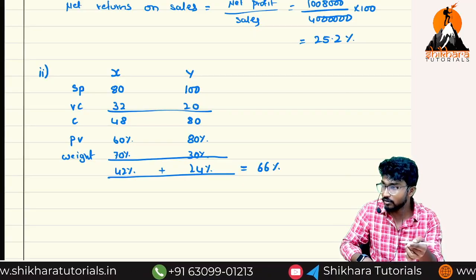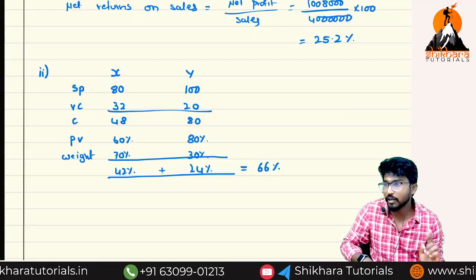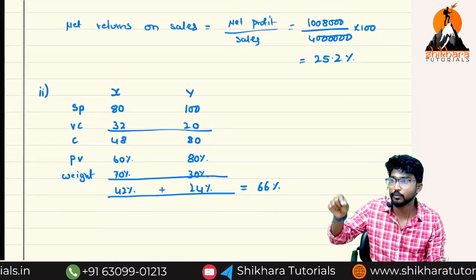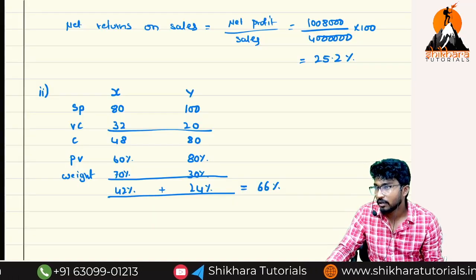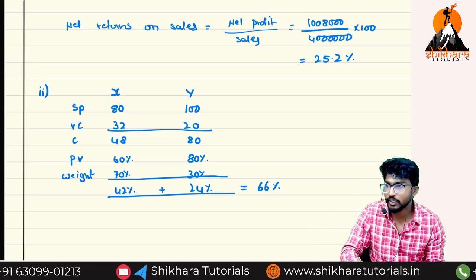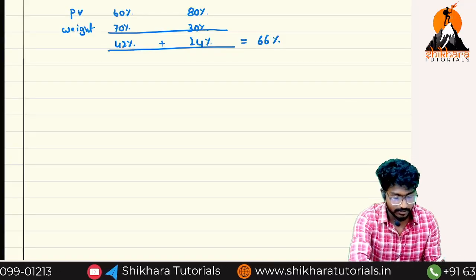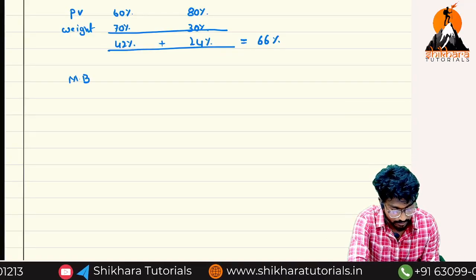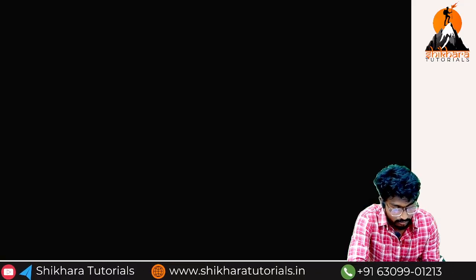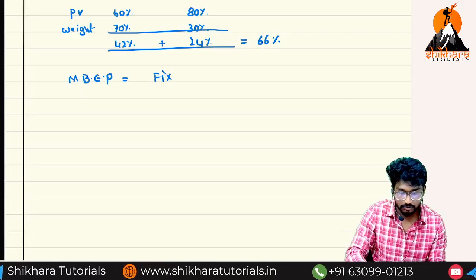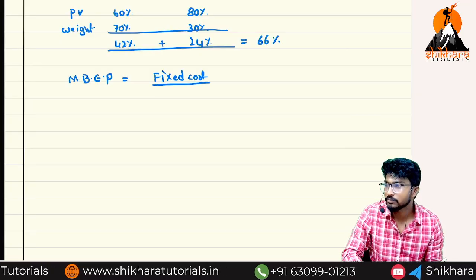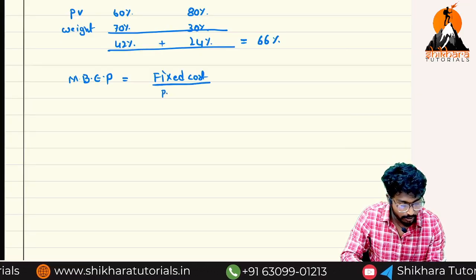If he had given in the volume, then we would directly multiply with the contribution. But he asked us to calculate according to value. Whenever they ask in rupees, use PV ratio. Whenever they ask us to do in units, use contribution per unit. Okay. Now what is the formula? Same. Multiple break even point is equal to fixed cost divided by PV ratio.